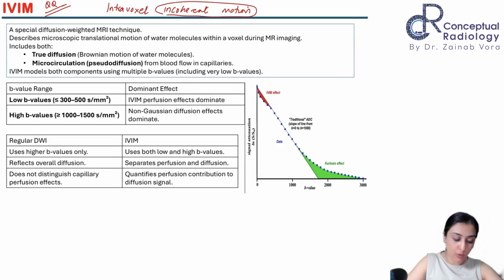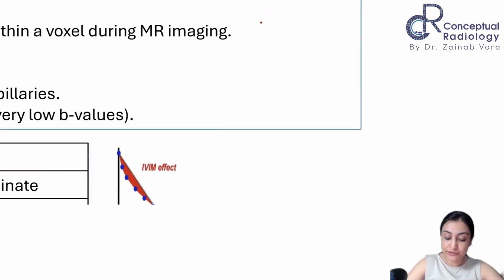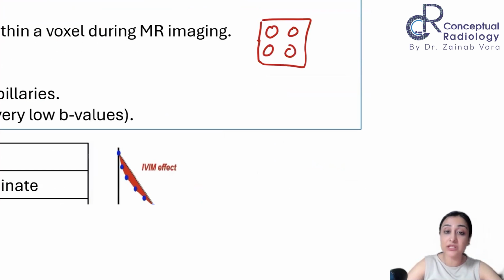So this is a modification of diffusion weighted MRI technique. Do you remember our box? Every time I teach you diffusion weighted, I draw a box, right? And I tell you that these are all the cells within a voxel. And what am I checking? I'm checking the random motion, or the Brownian motion, of the water molecules, right?